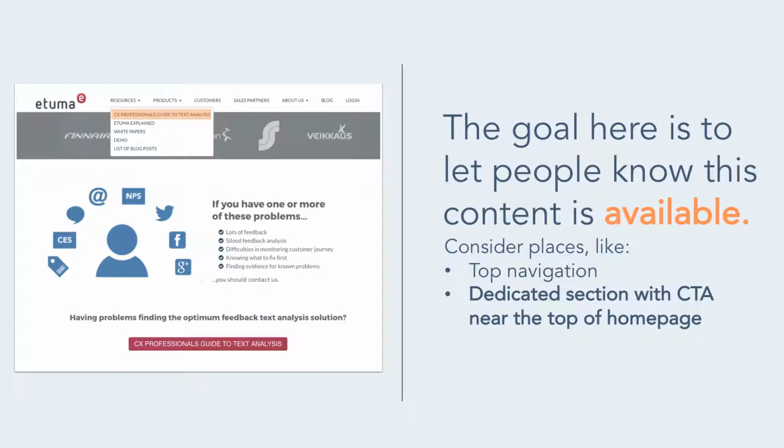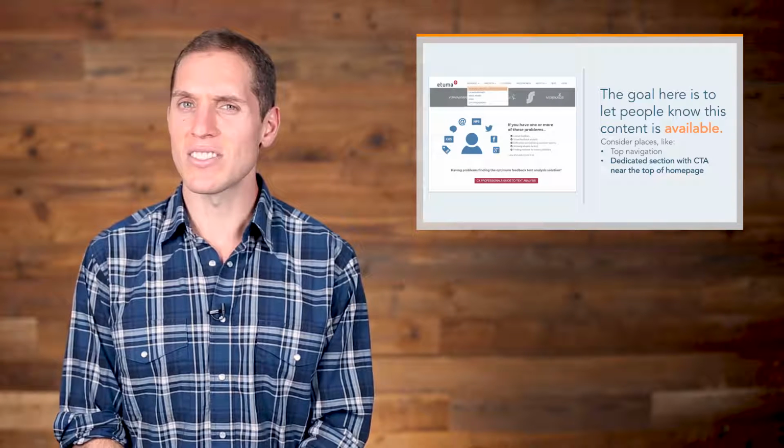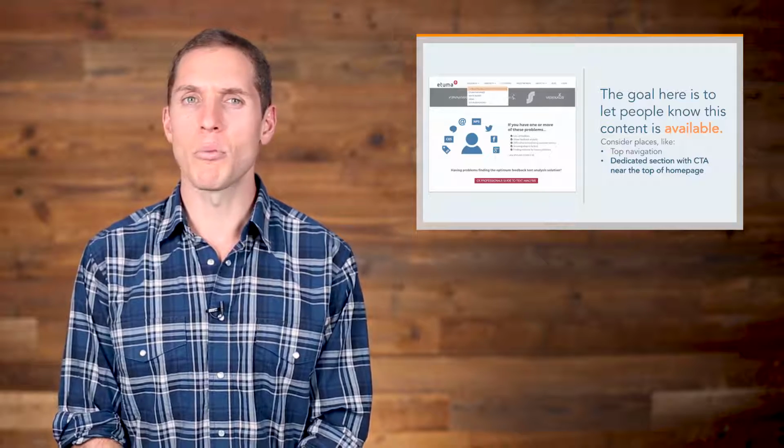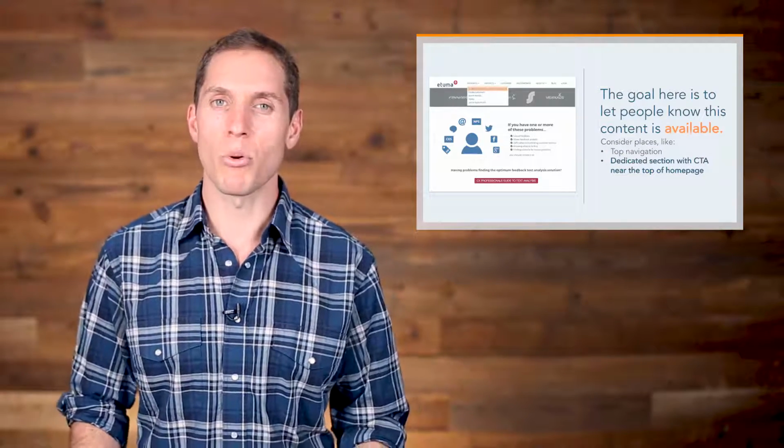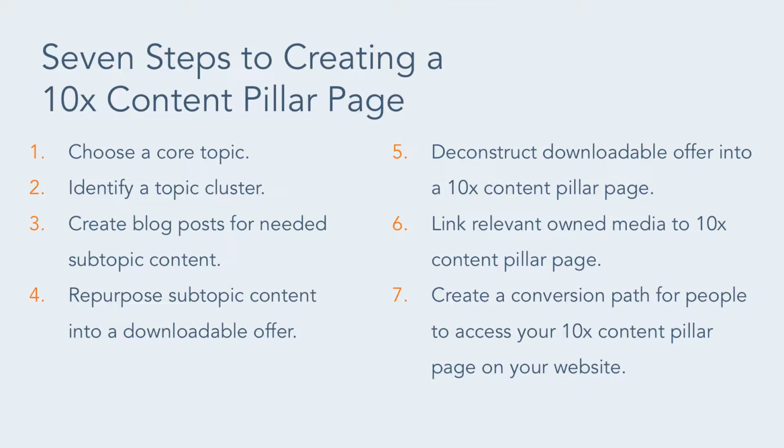Another placement to consider is a dedicated section with a CTA near the top of the homepage with an image and descriptive supplemental text. This doesn't mean it always needs to stay here on this page. You can promote the pillar page for a limited time, possibly for 2 weeks or a month to support its publishing launch. And there you have it, 7 steps to create an effective 10x content pillar page for your business.